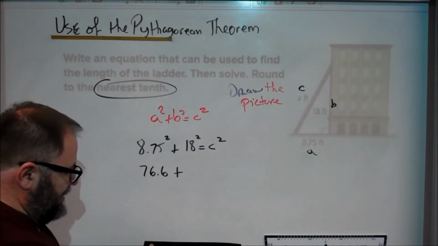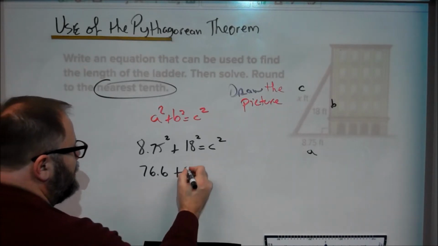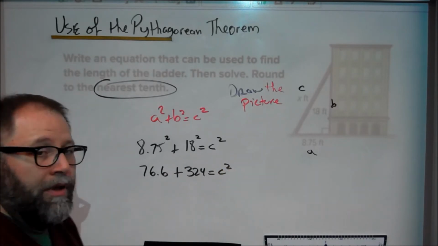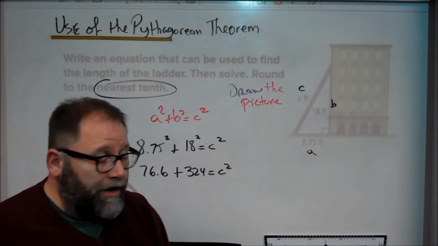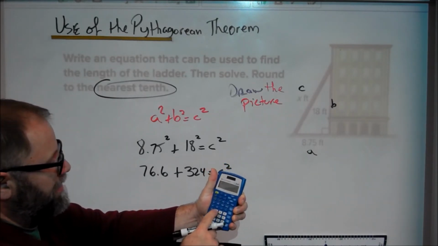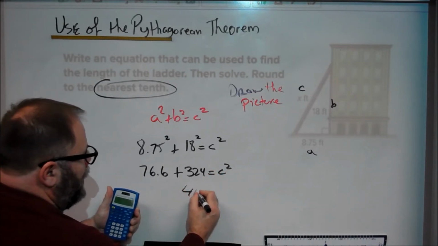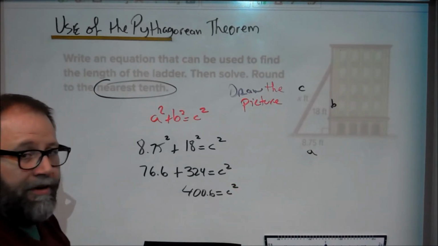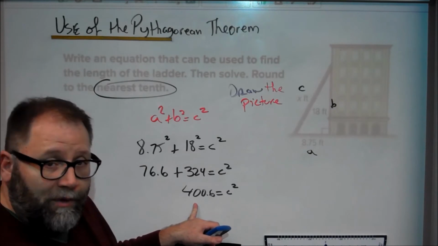Plus 18 squared. 18 squared is 324, and that equals c squared. Now we're just getting the sum of those two legs that have been squared. So I got 324 still in my calculator plus 76.6, and that gives me 400.6 equals c squared. That's a good number. So this is going to work out pretty close to 20, and we should expect that.